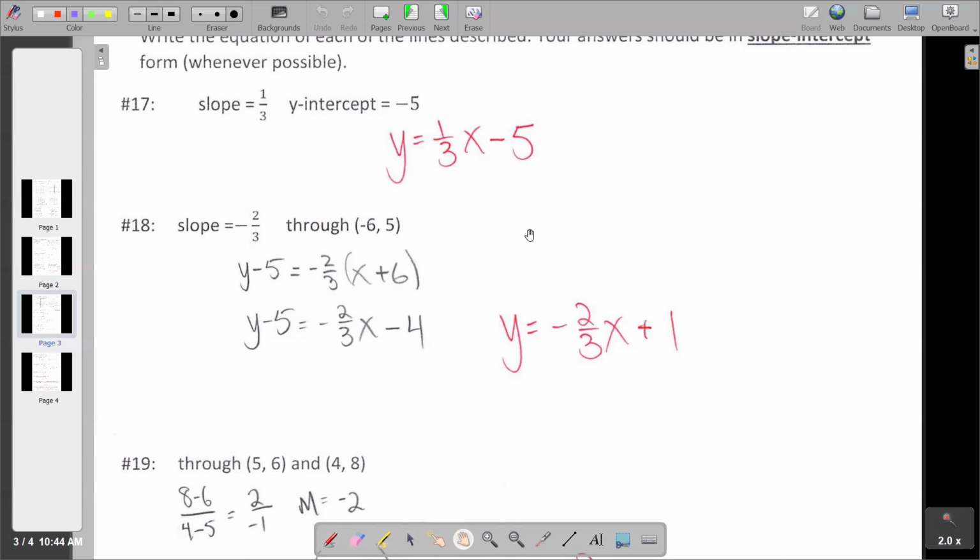So if I give you everything you need, the slope and the y-intercept, you literally just plug them in and you're done. That's a 2.5-second problem. Okay, no math on problem number 17.